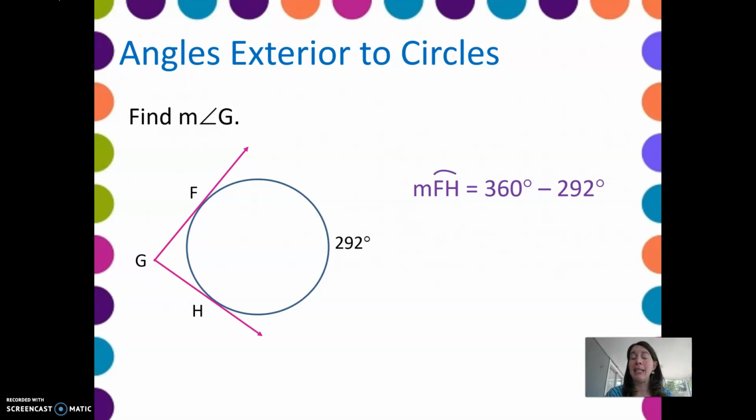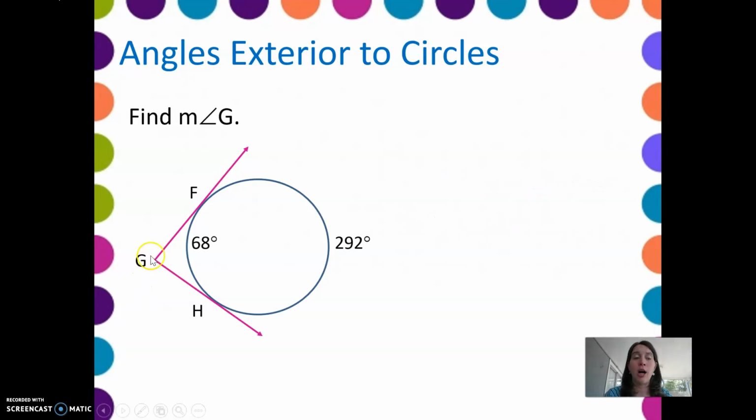Well, I know that an entire circle is 360 degrees. So 360 minus 292 for the part that I've already used tells me that the measurement of the second arc is 68 degrees. Now, that's not the final answer that we have in our question. That was just the arc that's going to help me find the answer in our question. So let me go ahead and put that into my picture. There's the 68 that we just found.